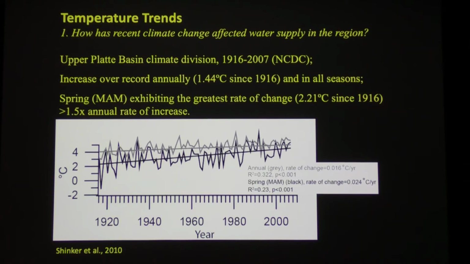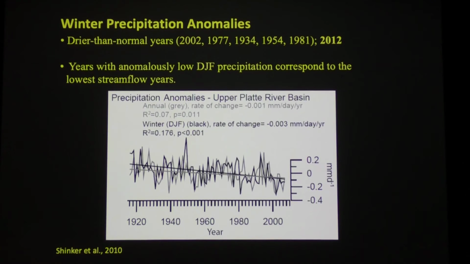Here's the really amazing part. If we just look at spring, which is the black line, spring temperatures have the greatest rate of change, 2.21 degrees C. So in this part of Wyoming, in the southeast corner of Wyoming, we're surpassing global average temperature predictions. That's how fast it's warming up. It's warming up so fast, it's 1.5 times the rate of the annual increase of temperatures. Why does spring matter? That's when the snow melts. And this is how temperature is relevant from a water resource perspective.